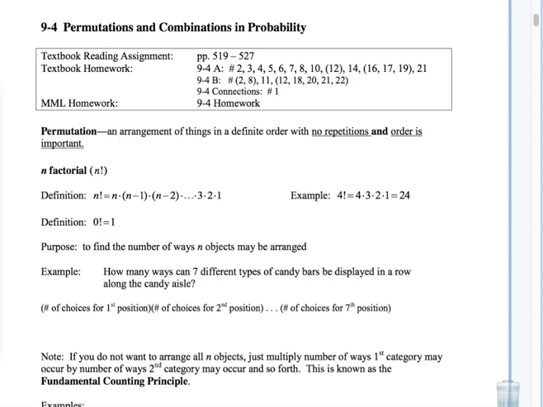In the formulas that we're going to look at, there are going to be factorials involved. If I say n factorial, what that means is you take that number, for example, 5 factorial. 5 factorial means 5 times 4 times 3 times 2 times 1. 6 factorial would be 6 times 5 times 4 times 3 times 2 times 1. We don't want to always write out all of those numbers, so the factorial means you multiply that number by all of the whole numbers smaller than that. You have the definition there, you have an example there, and you have the definition that 0 factorial is 1. The purpose of what we're doing is to find the number of ways that so many objects can be arranged.